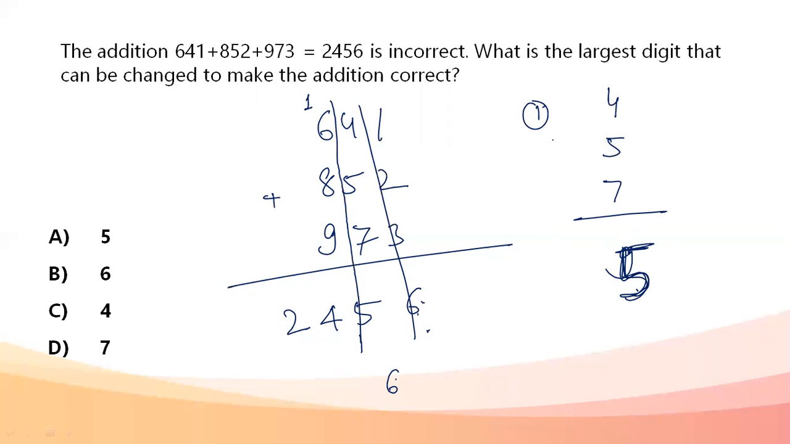So what number should I change here? So the largest digit that I can change so that I get the addition correct. Out of these three, the largest number that could be changed is 7, because 4 and 5, if I change, I have a bigger number still. Okay, so the largest number that I can change here so that my addition becomes correct is 7. My answer to this is 7, option D.